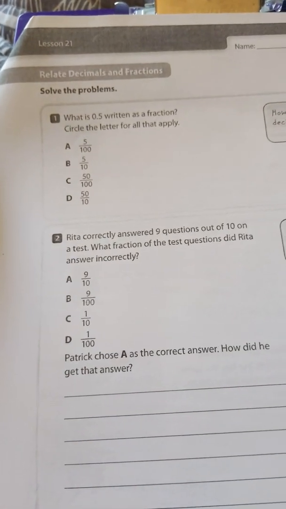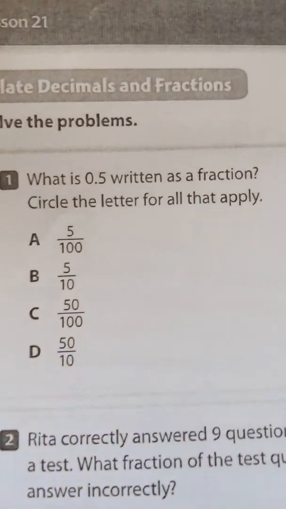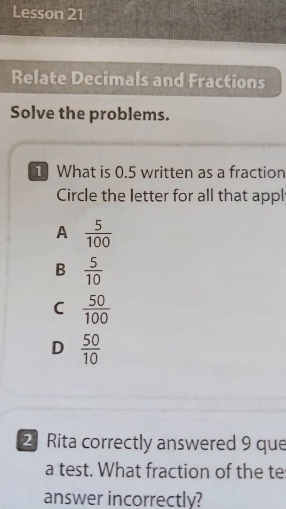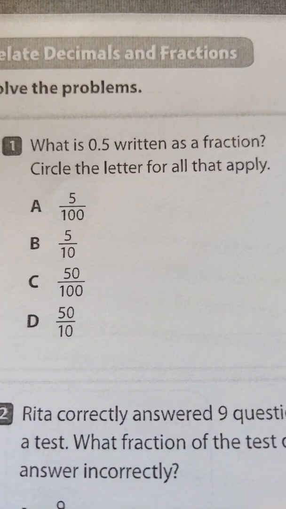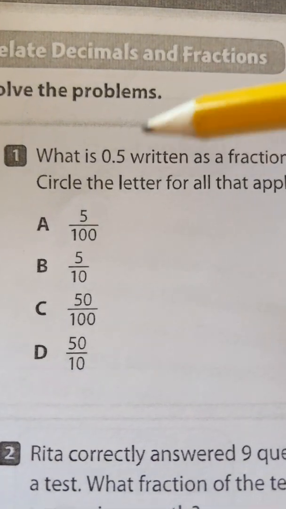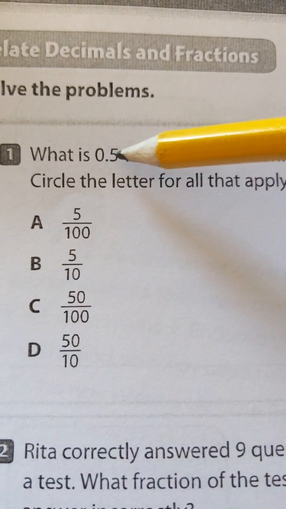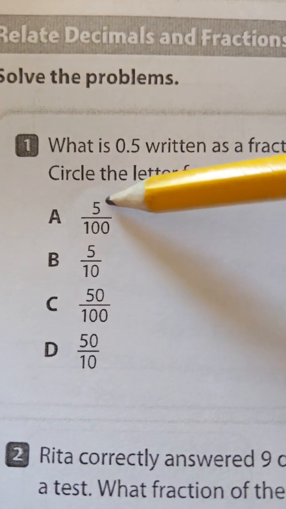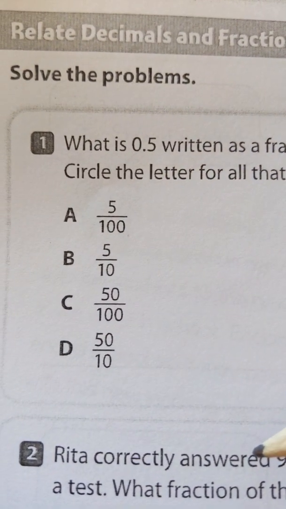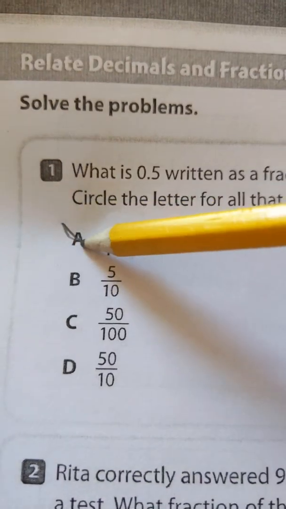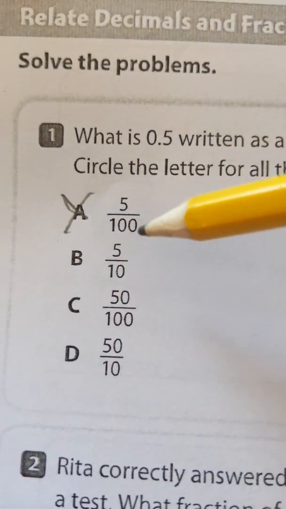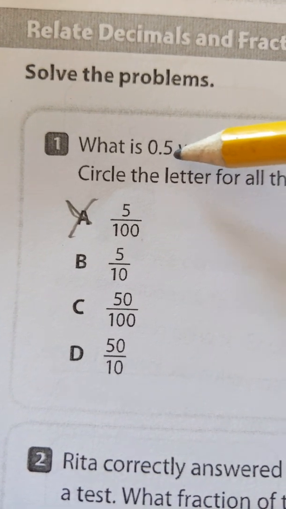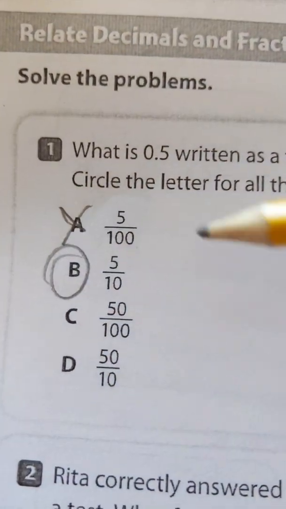All right, our last part of lesson 21. What is this number written as a fraction? Circle all the letters that apply. All right, so how do we say this? 5/10. The 5 is in the tenths place. This says 5 hundredths. Can that be right? No. 5 is not in the hundredths place. 5/10. Well, yeah, that's what it is.